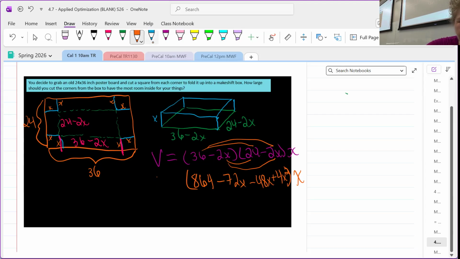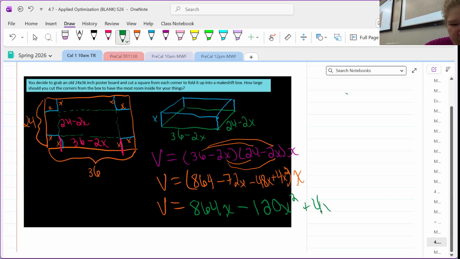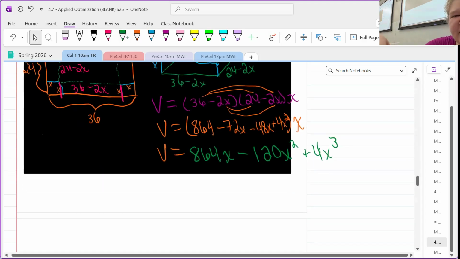And then everybody's going to get an x. Now, this is still just our volume. We have not done any calculus. We're still just doing algebra cleanup. So I will have 864x minus 120x squared plus 4x cubed. And if you want to write that like biggest power to smallest power, that's fine. I'm just going to leave it like that, and then we'll start doing the calculus.